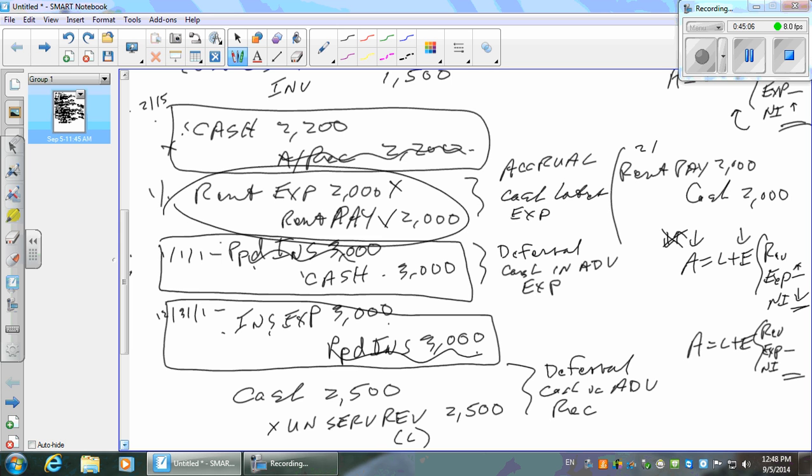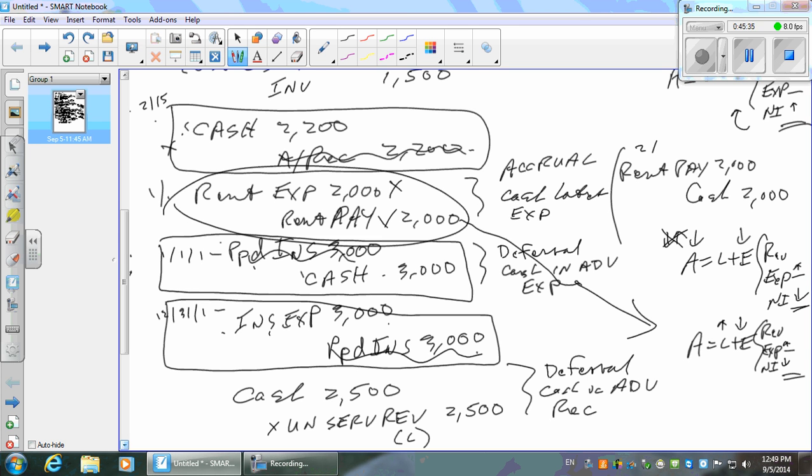What did this do? Debited rent expense, increasing it, right? Credited rent payable, increasing that. But then what else happened? This one right up here. Debited rent expense, credited rent payable. Come on, what is rent expense going up here? The net income goes down, which makes equity go down. So I had liabilities go up and equity go down. Okay. No impact on assets.